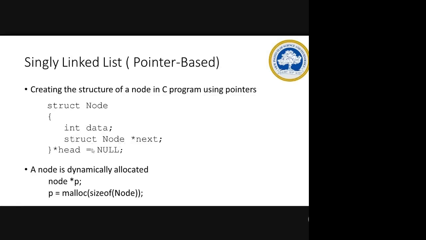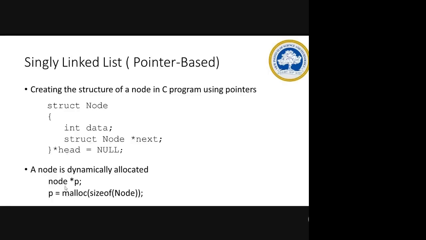So struct node, this next will be holding the address of the next one's. This will hold the address of the next value. And this line is also very, very important. Your head node, your default giving it as null. Your head node should be null. So how you are dynamically creating is using malloc.